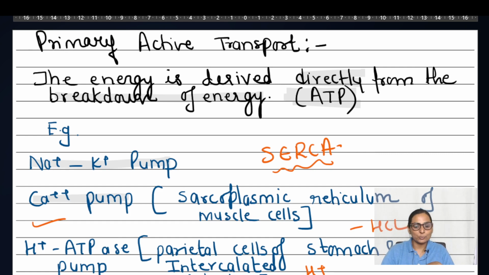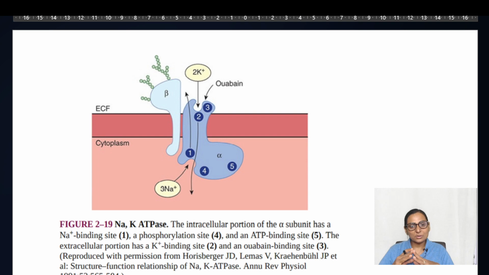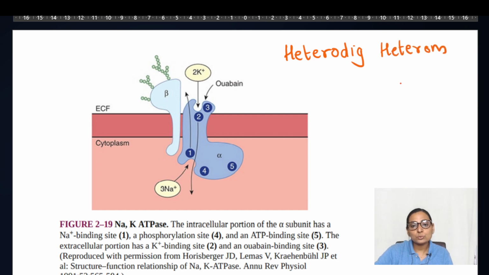So today we will focus on the sodium potassium pump, which comes as an image-based MCQ as well as a very important short note. This is a heterodimer. That means it is made up of two subunits, alpha and beta.